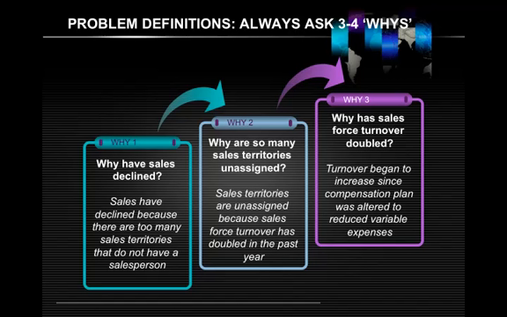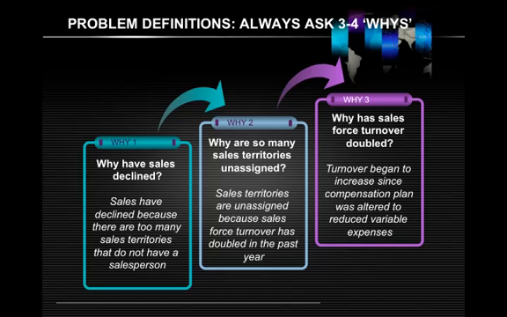So let's say in the case study, it is said that sales are declining. So how do you use the four or, let's say, the five whys approach? Here, just for the sake of illustration, I'm showing you three whys, right? So why have sales declined? Let's call it why number one. Sales have declined because there are too many sales territories that do not have a salesperson. Brilliant. So then you dig deeper and ask, okay, so why is it that there are so many territories without salespeople? It doesn't make any sense.